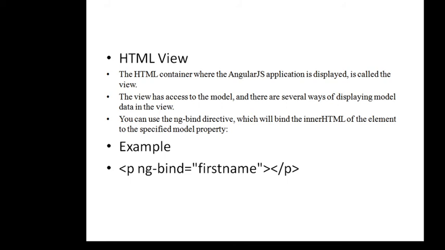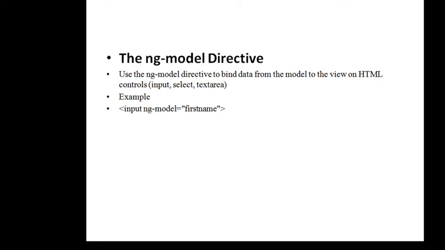Then HTML views. The HTML container where the AngularJS application is displayed is called the view. The view has access to the model. There are several ways of displaying the model data in the view. You can use the ng-bind directive, which will bind the inner HTML of the element to the specified model property. Example: ng-bind equals firstName. The ng-model directive: use the ng-model directive to bind the data from the model to the view on HTML controls, that is input, select, and textarea. Input ng-model equals firstName.